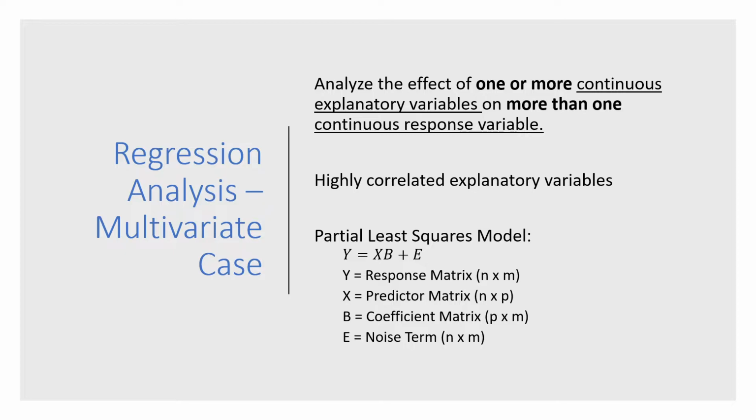The partial least squares model is shown below, where Y is the response matrix of dimension n by m, X is the predictor matrix of dimension n by p, B is the coefficient matrix of dimension p by m, and E is the noise term with the same dimensions as Y. Please note that in this case, n is the number of observations, m is the number of response variables, and p is the number of predictor variables.